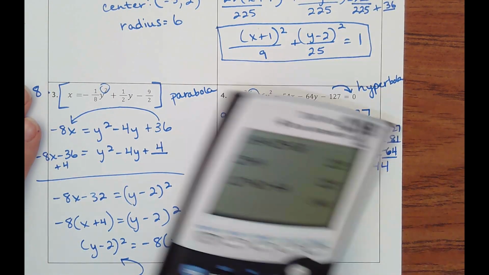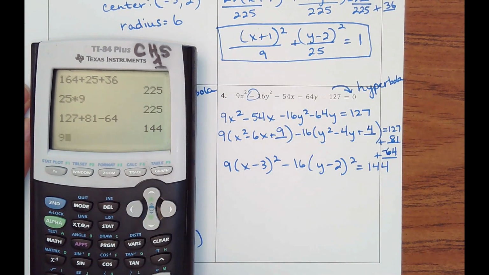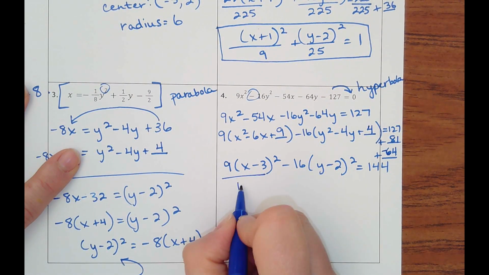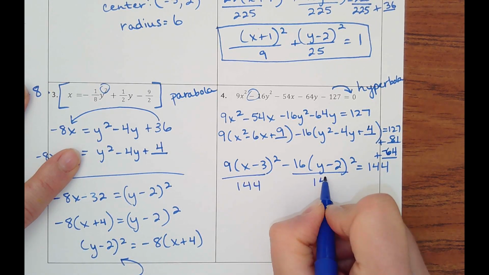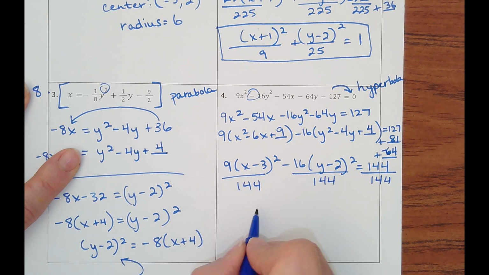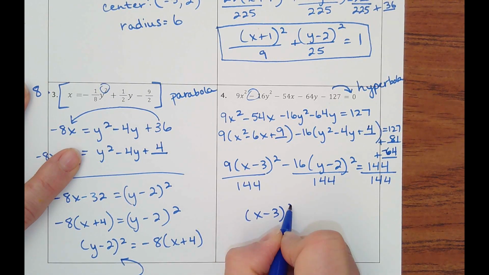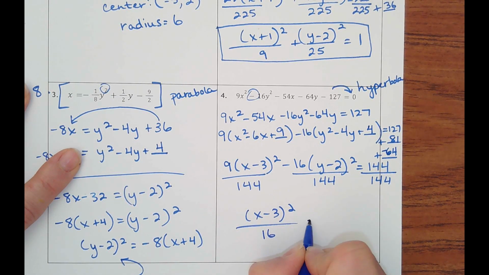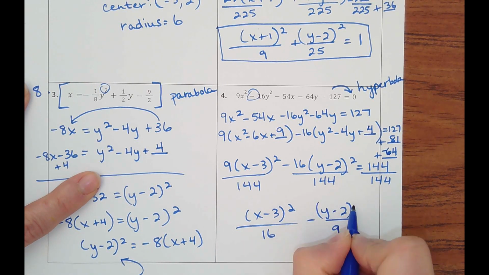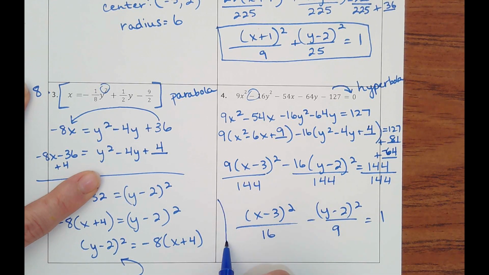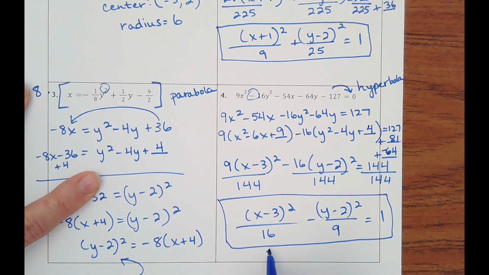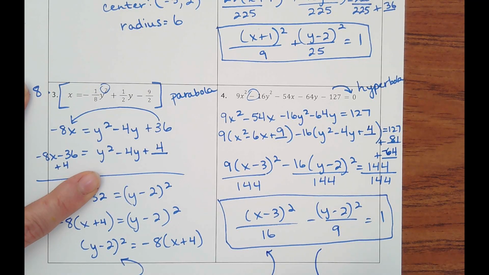Again, you could check by saying, okay, does 9 times 16 make 144? It does. Okay, so I know my fractions. So that would be 1/16, and this should be 1/9 equals 1. Boom, done. Since x squared's coming first, that means this guy would open left and right.